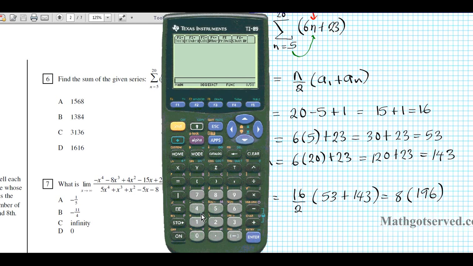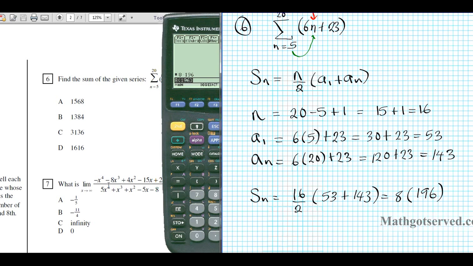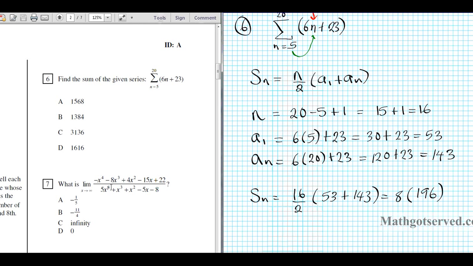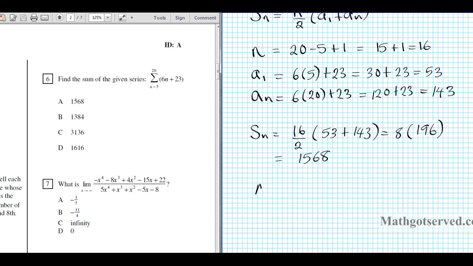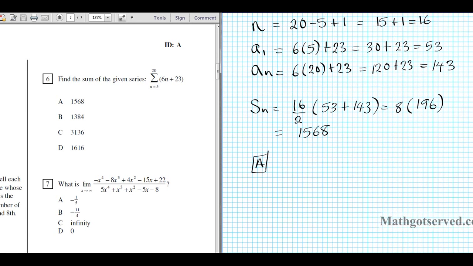So let's do this. 8 times 196. So our answer is 1,568. So Sn is 1,568. And we can clearly see that our answer is option letter A. All right, let's take a look at question number 7.